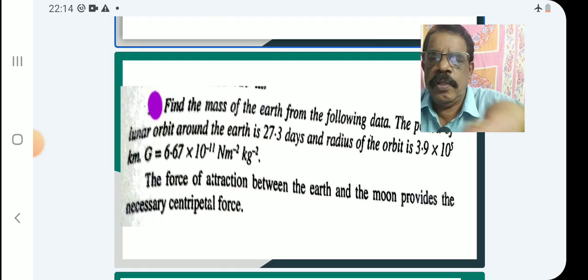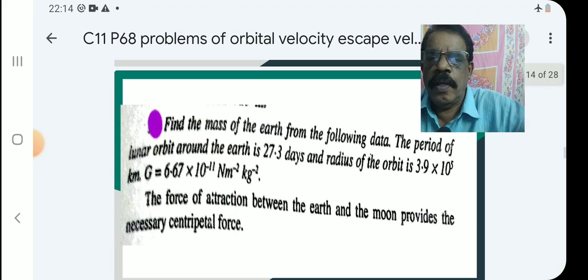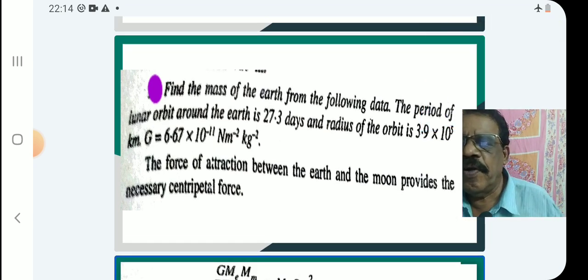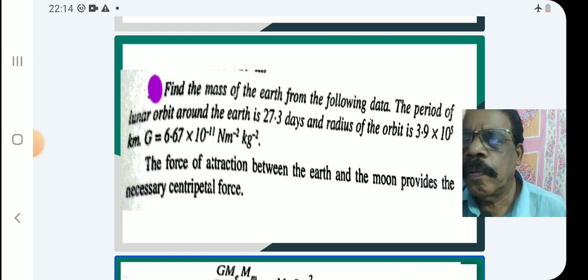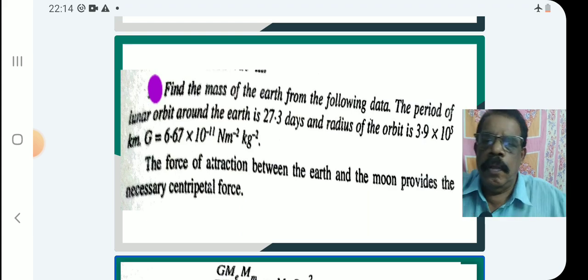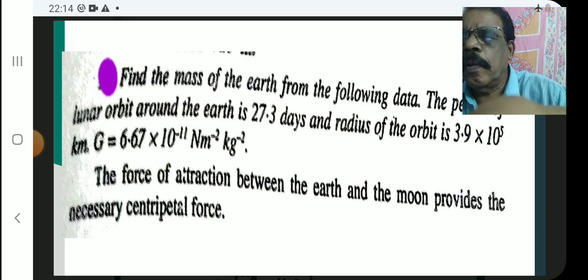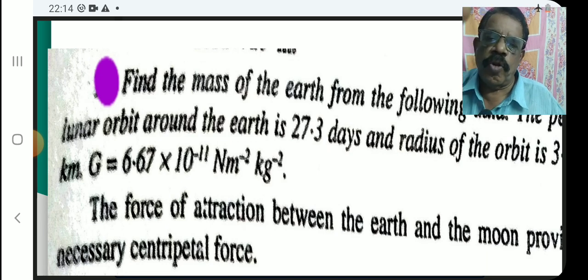Next question. Find the mass of Earth from the following data. The period of lunar orbit around the Earth. Sorry, it is a lunar orbit, the Moon's orbit.